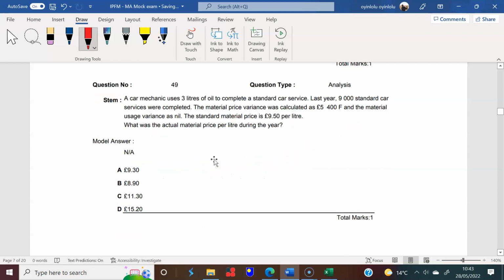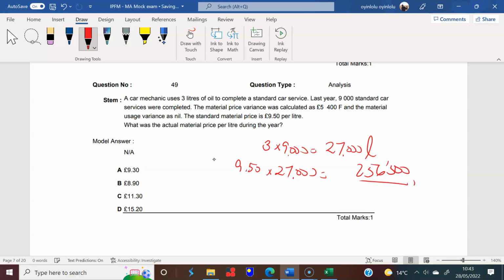Right. So let's look at 49. Again we have similar ideas here. It tells us that the material variance is nil. So I know that I used 3 times 9,000. That's what I used, so that's 27,000 liters. The standard material price says you should have spent £9.50 times this 27,000. So £9.50 times 27,000 is 256,500. That's what you should have spent.